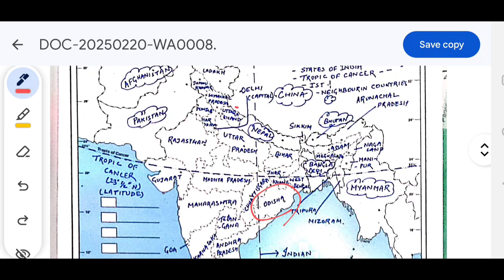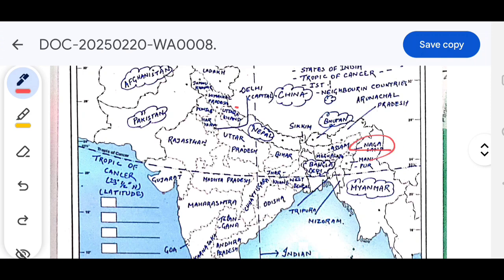Then we have Odisha. Odisha's capital is Bhubaneswar. Then we have West Bengal. West Bengal's capital is Calcutta. Then we have Meghalaya. Meghalaya's capital is Shillong. Then we have Assam. Assam's capital is Guwahati. Then we have Arunachal Pradesh. Its capital is Itanagar.